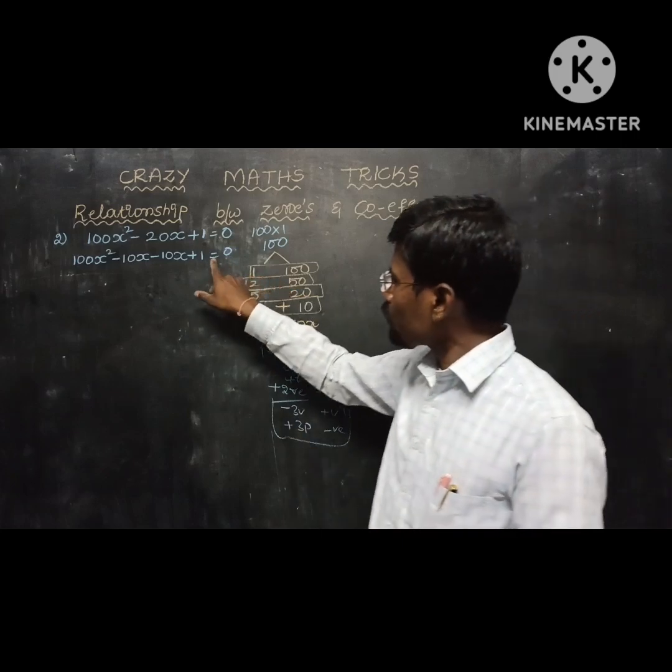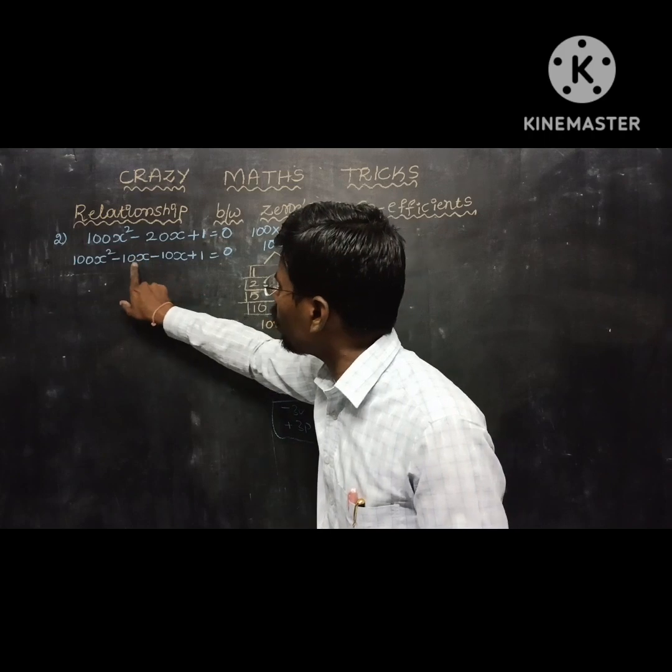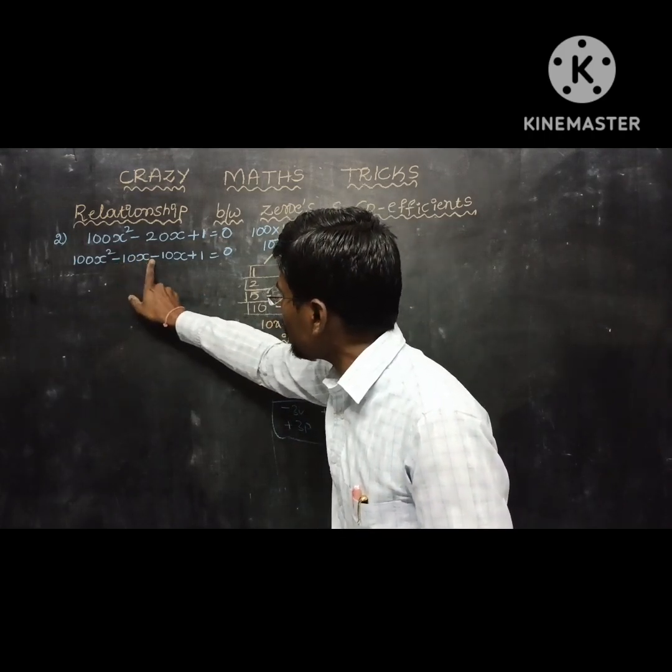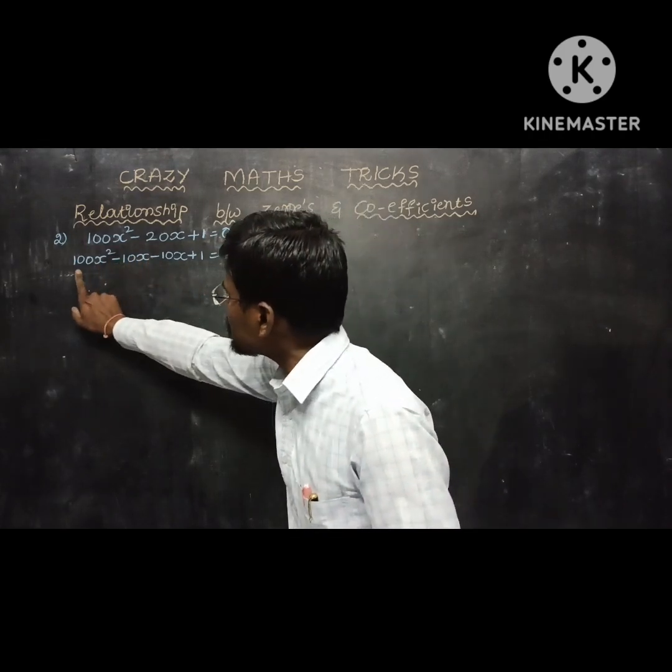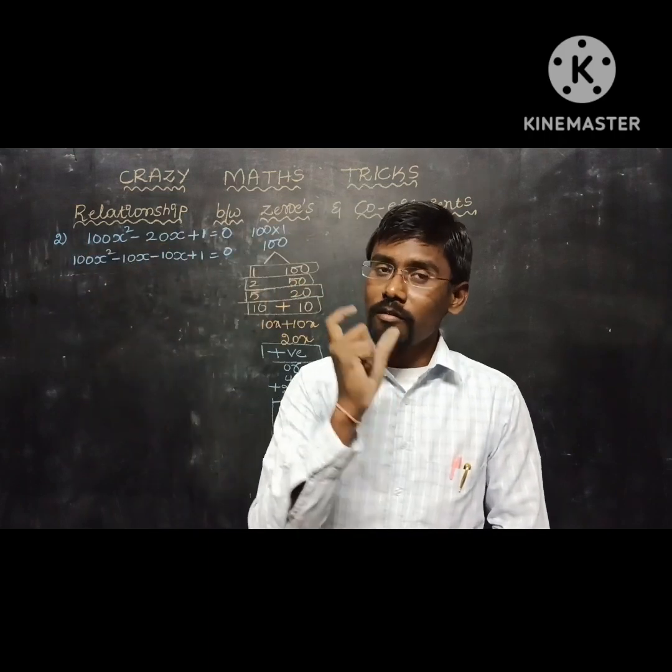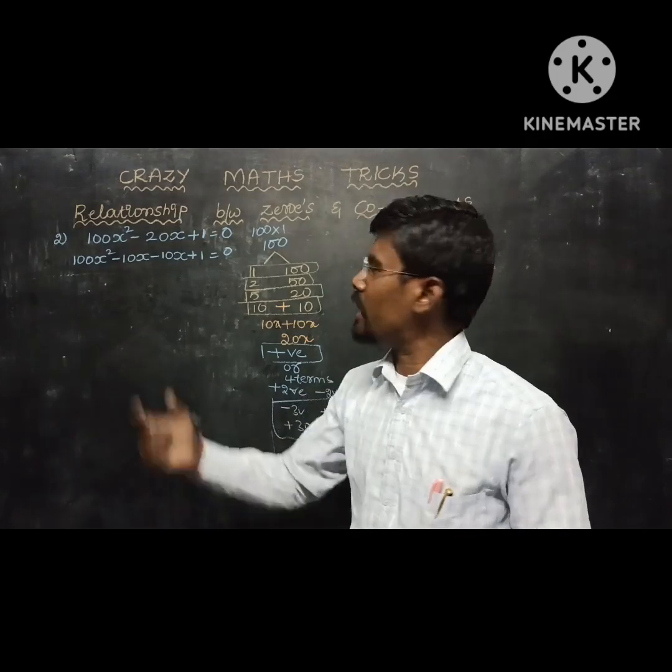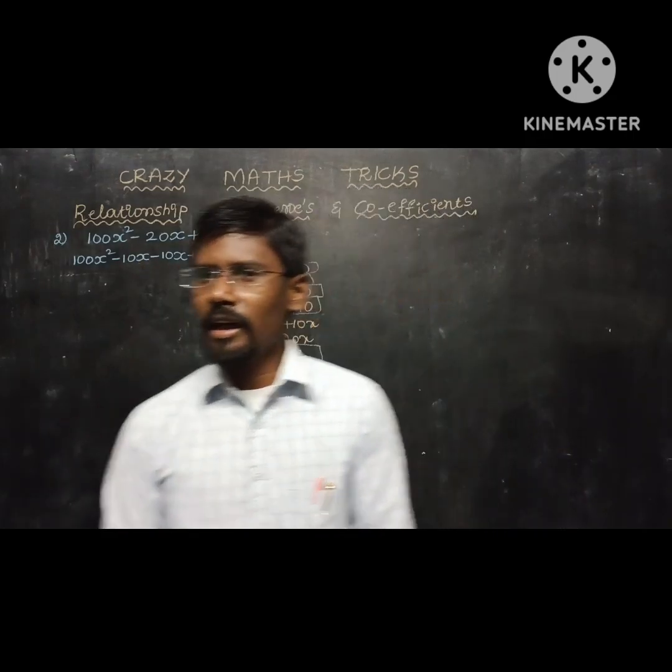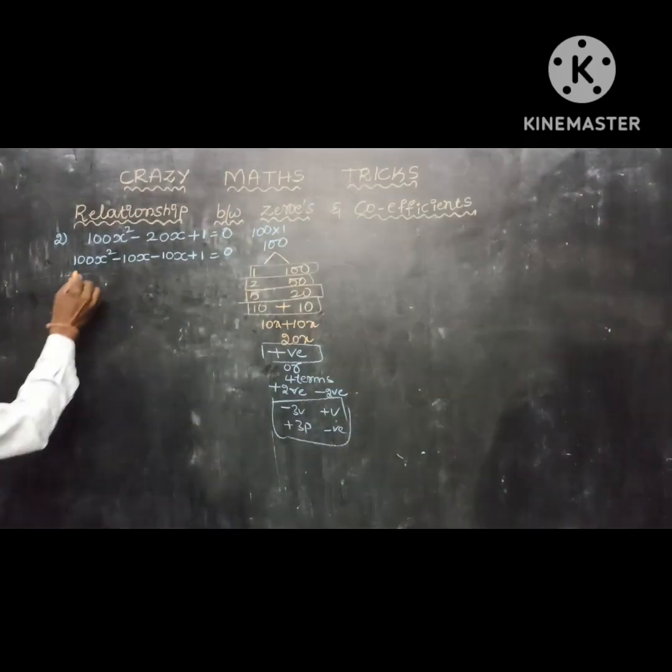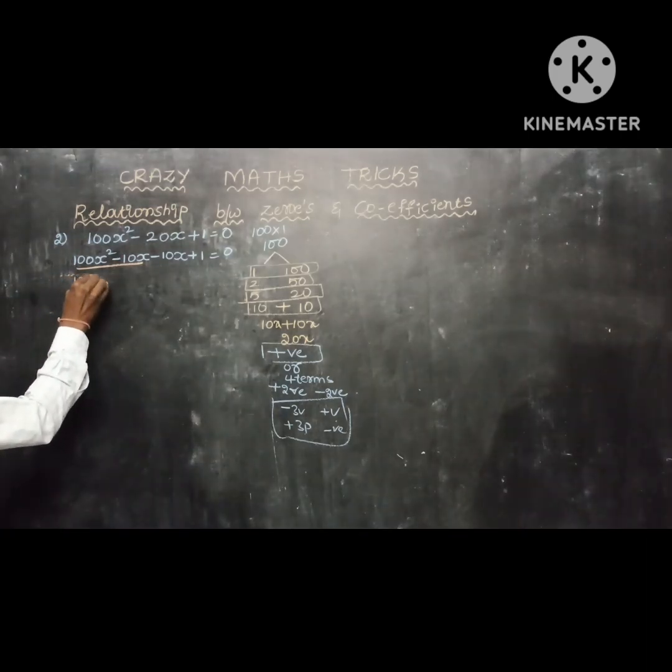Let's check here. Constant term 1 is positive, 10x is negative, one more 10x is negative. 2 negatives are there and 2 positives are there. 100x square is positive. We have here 2 negative terms, 2 positive terms. It satisfies our condition. Then I am going to check in the first 2 terms what we get as common. We get the common as 10x.